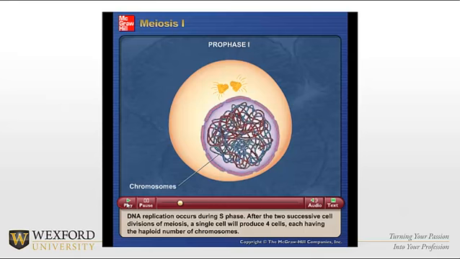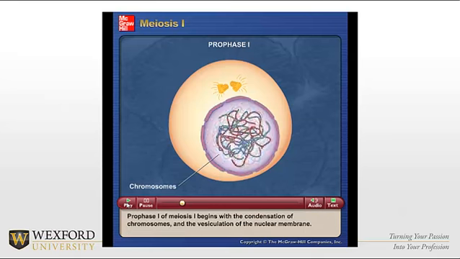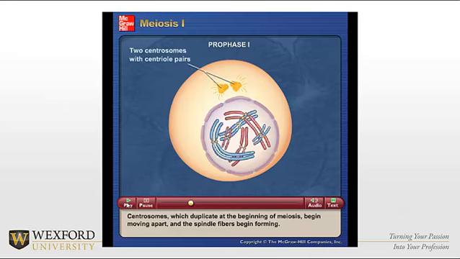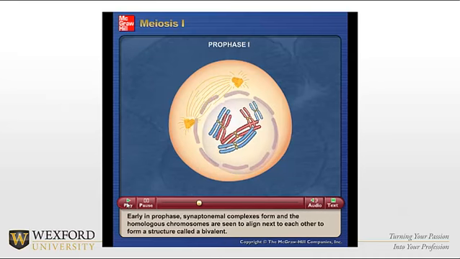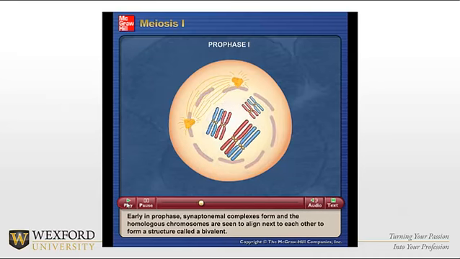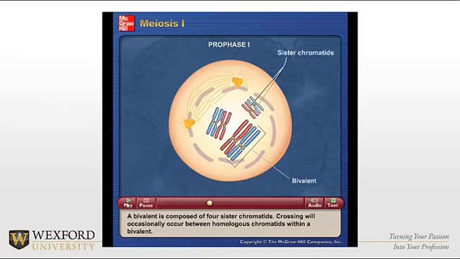of chromosomes. Prophase 1 of meiosis 1 begins with the condensation of chromosomes and the vesiculation of the nuclear membrane. Centrosomes, which duplicate at the beginning of meiosis, begin moving apart, and the spindle fibers begin forming. Early in prophase, synaptonemal complexes form, and the homologous chromosomes are seen to align next to each other to form a structure called a bivalent.